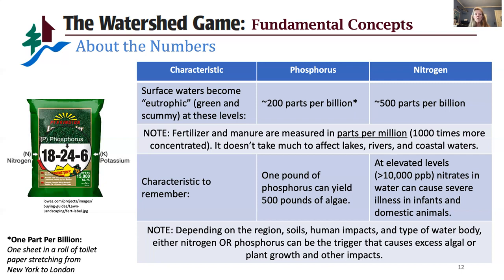So based on where you live, whatever your region is, what kind of soils you have, what human impacts are going on, what type of water body it is, either nitrogen or phosphorus might be the trigger that causes excess algal or plant growth and other impacts we'll talk about in a second. So you should do your homework if you're facilitating the game and figure out what works best for you.